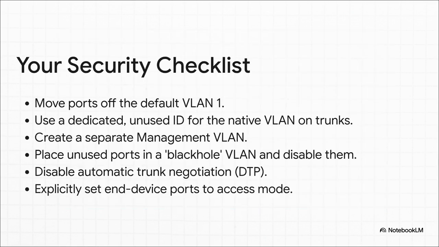So here it is. This is your actionable checklist. Think of this as your go-to plan for a really secure setup. A couple of these are so crucial they're worth saying again. Do move all your ports off the default VLAN 1. It's just too common a target. Do create that separate management VLAN. That's your emergency key. And look at those last 2 don'ts. Disable automatic trunking negotiation and explicitly set your port modes. This stops an attacker from tricking your switch into just handing over the keys to the kingdom. If you follow this checklist, your virtual walls will be more like a fortress.